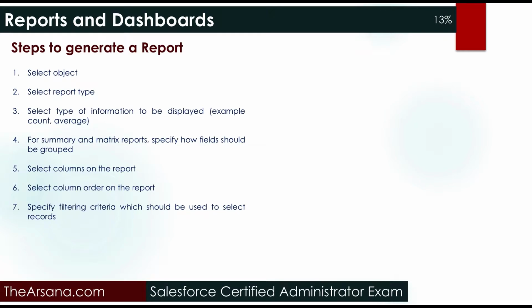So the steps to generate a report, we already discussed. You need to select the object, select the record type, and select the type of information to be displayed, like if you want count or average. If you are creating a summary or matrix, then you can specify which field you want to group, and then select the columns on the report, whatever fields you want to see, and the order, like which field should come first, which later. Then you specify your filtering criteria like the date range or stage or whatever probability, whatever criteria you want to set as per your business need.